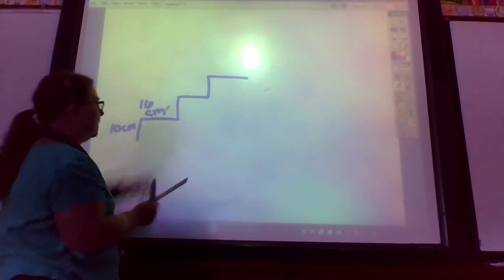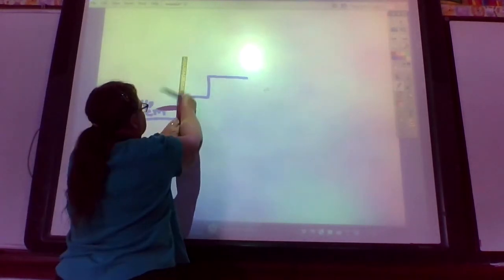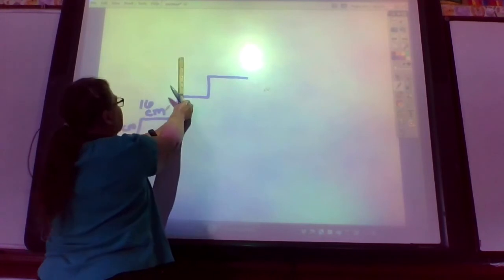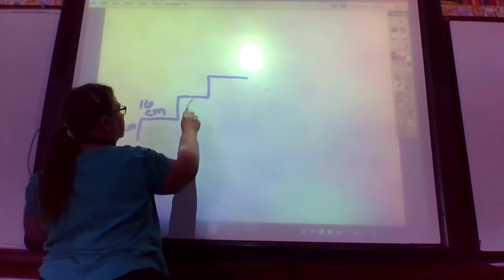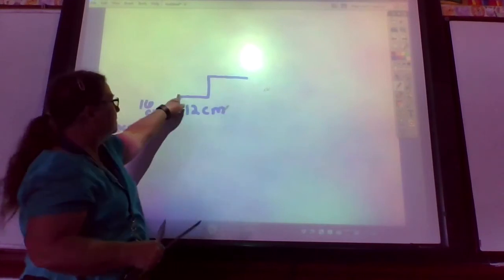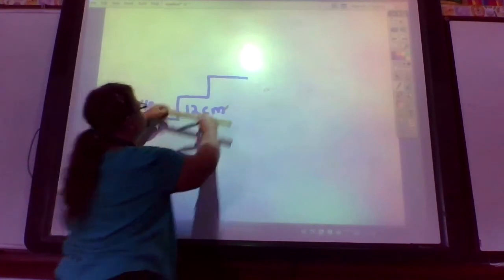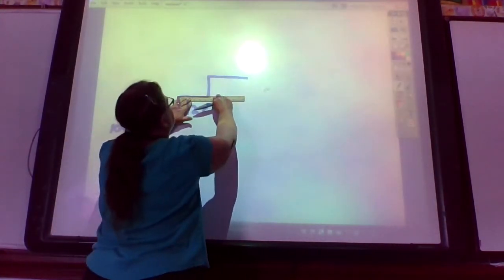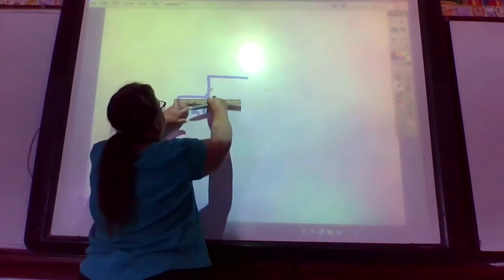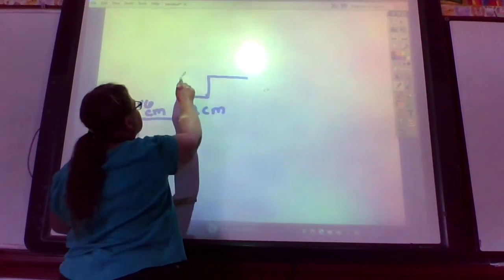centimeters. Now I got to measure up again. So I'm going to start on my end point and measure up. And this one is 12. So I'm going to put that on this side here. 12 centimeters. Well, now I got to measure this part again. I'm going to start on my end point. And we're going to end right there where I have my pencil. Right there in that bend. And it is 13 centimeters.